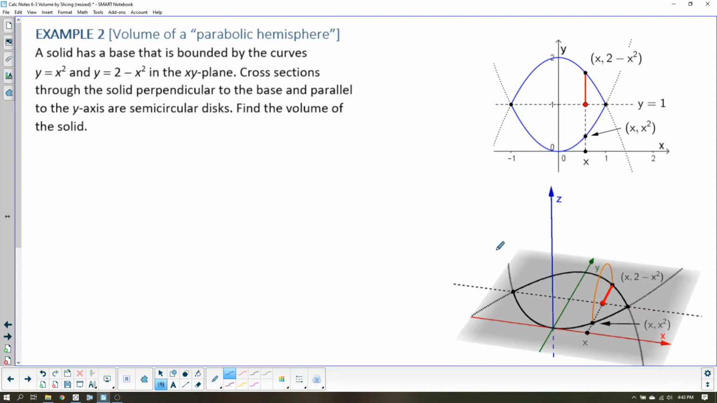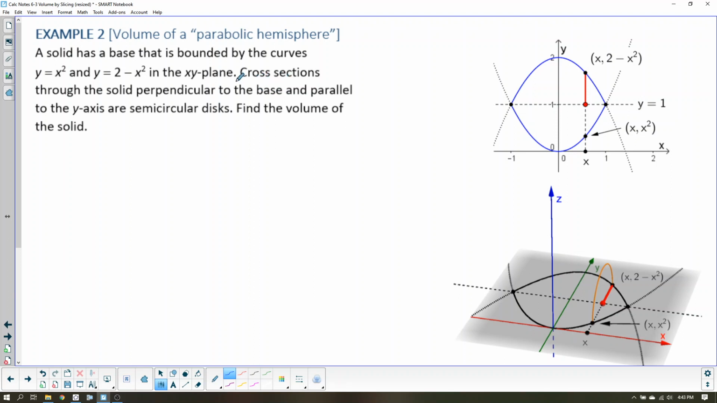Okay, let's try another one of these examples. In this one it says, a solid has a base that is bounded by the curves y equals x squared and y equals 2 minus x squared. So I've graphed those over here. X squared is the basic parabola here, and then 2 minus x squared is a parabola shifted up 2 units but frowning. To find the points where they intersect, you would just set them equal to each other and solve, and you get 1 and -1 for those.